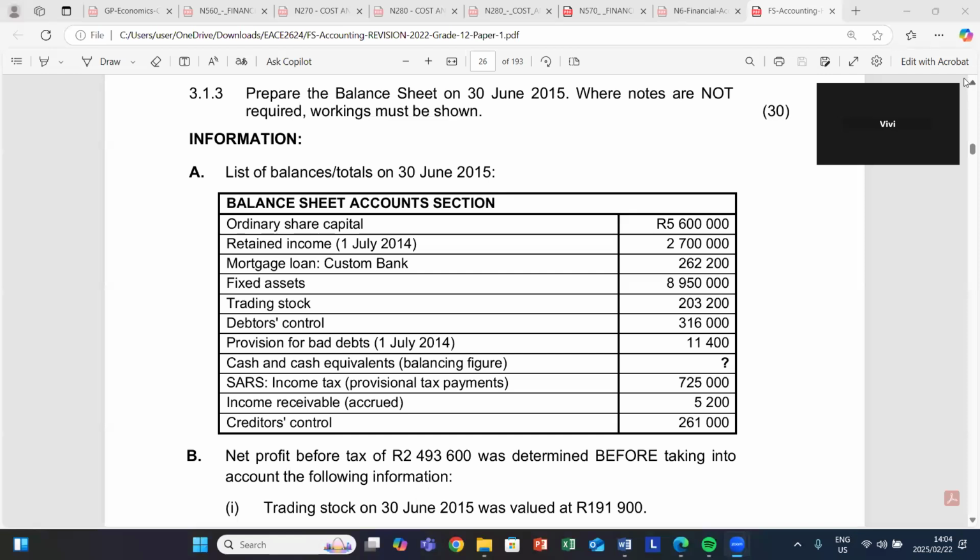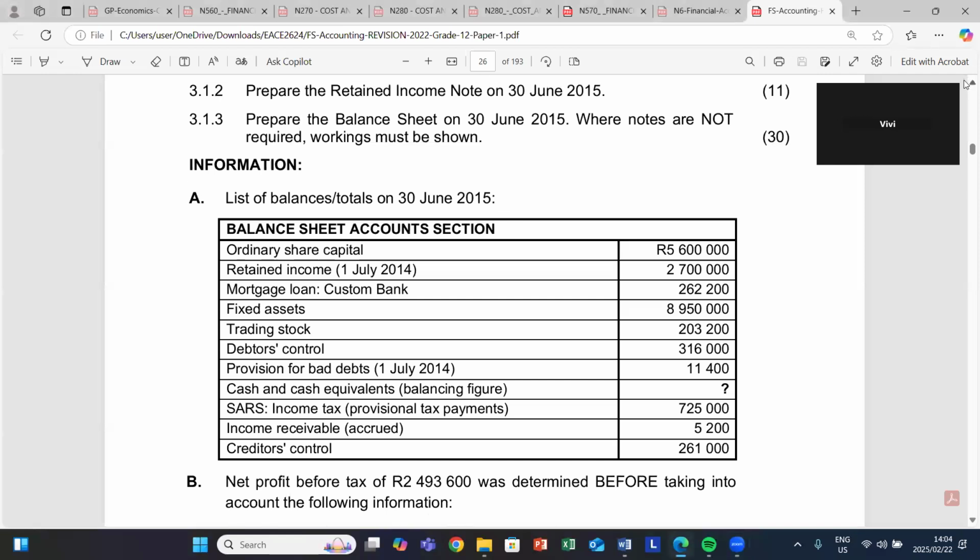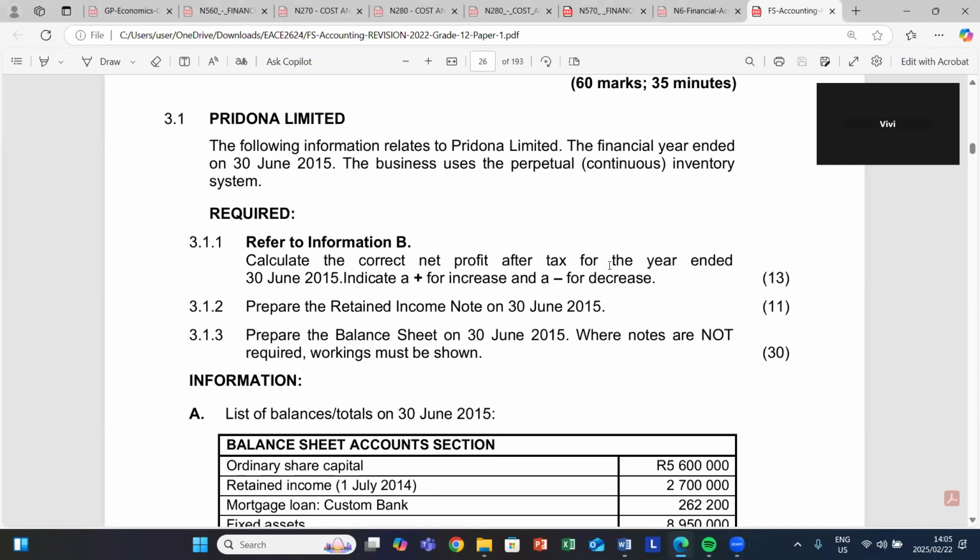This is a question in which we'll be working. The first thing they require is that we should refer to information number B and calculate the correct net profit after tax. We are supposed to calculate the correct net profit after tax, and we know that this correct net profit after tax is what we are going to use when we do our retained income.